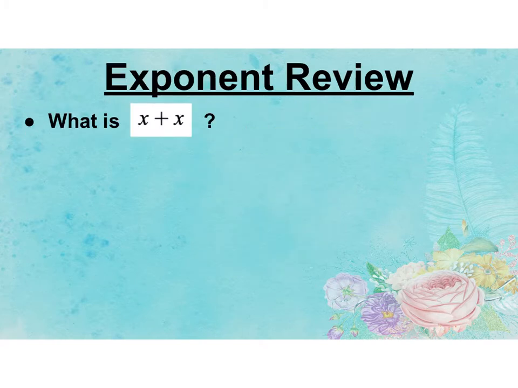So what is x plus x? Well, that's going to be 2x. So my next question is, what's x times x? It's not 2x, it's x squared. Okay, so what's x squared times x? Well, x squared is x times x, and then I have another x, so that's going to be x cubed.